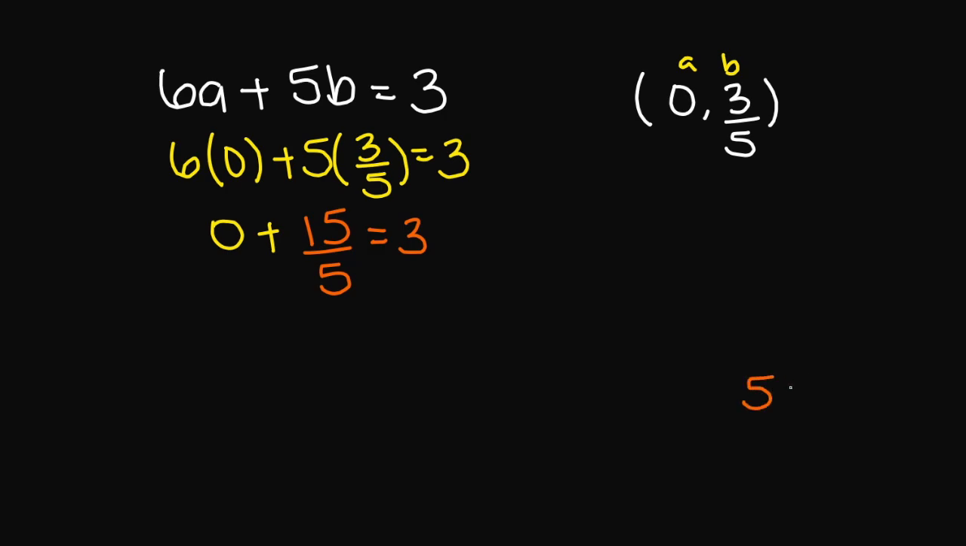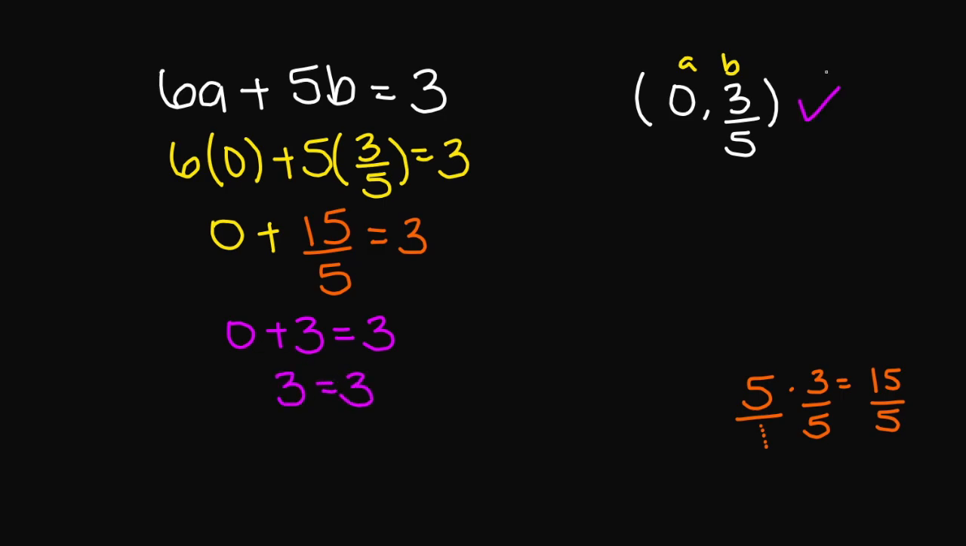So we have 5 times 3/5. And as you can see, I'm going to just multiply across. So you have 15 in my numerator, and then your denominator here is going to be 5. And on my left side now, you have 0 plus 15 divided by 5. This is going to equal 3, and this is going to equal 3. So you have 0 plus 3 is 3 equals 3. So 0, 3/5 is a true solution for this equation.